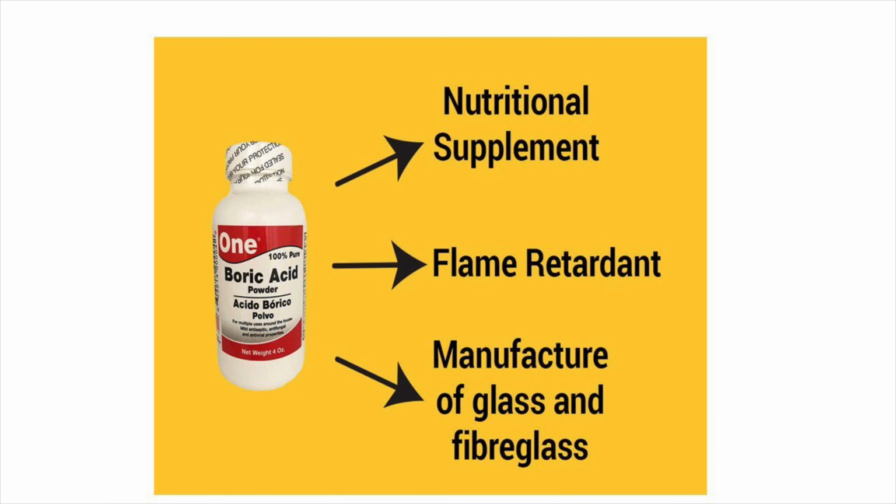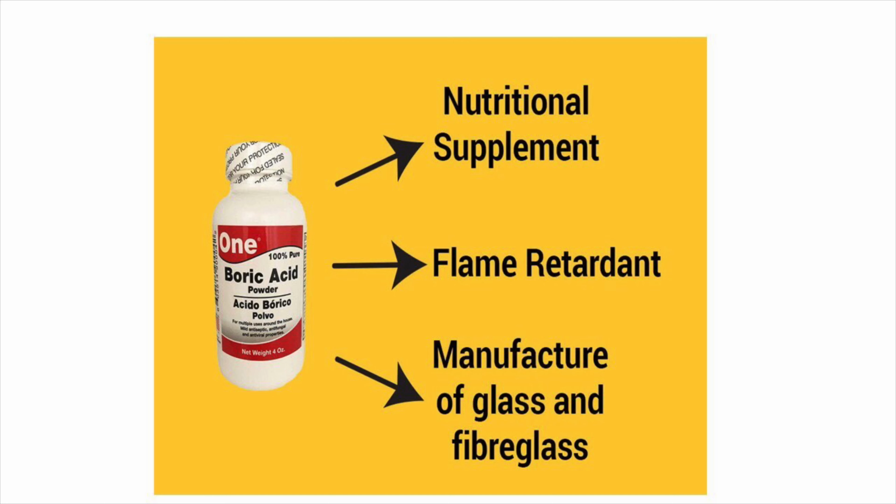It is also used as a nutritional supplement and as a flame retardant in the manufacture of furniture, mattresses and insulation, also in the manufacture of heat resistant glasses, glass wool, fiberglass, microwavable dishes, etc. This is all about boric acid. Here we learned about the preparation methods, properties, structure and uses of boric acid.